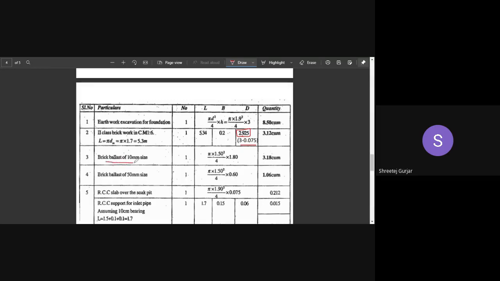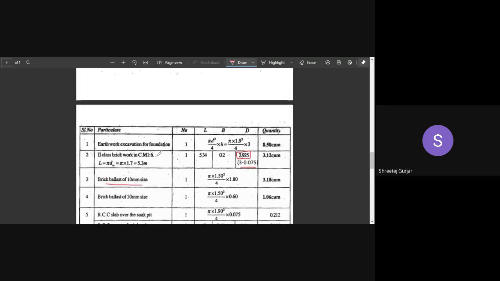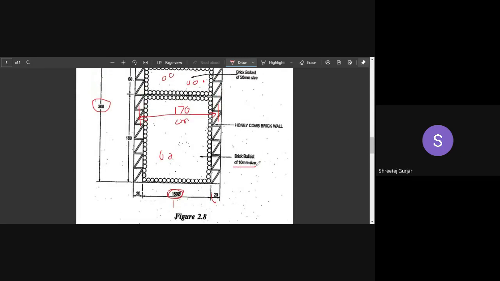Then brick ballast, right? 10 mm size. Brick ballast which we have filled over here. So you can observe brick ballast 10 mm size is over here. This entire thing is filled with brick ballast. So our diameter, right? Diameter is 150. So pi by 4 into 150 squared in centimeters. Or else if you want to calculate in meters, it will be 1.5 squared.